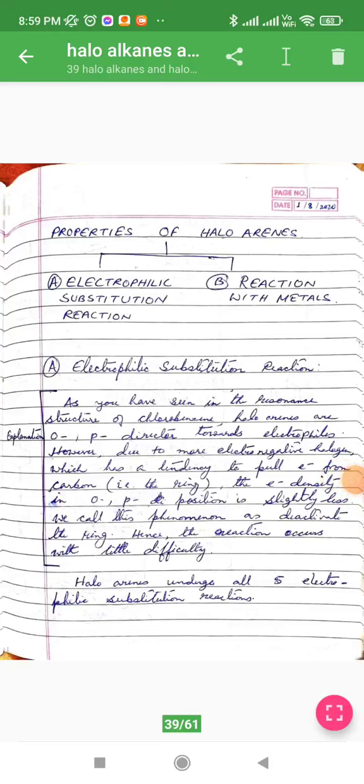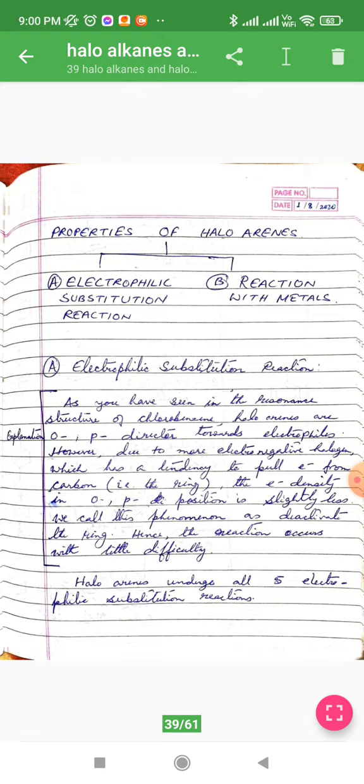Dear students, let us learn the properties of haloarenes. Unlike haloalkanes, haloarenes undergo only two types of reaction. One is electrophilic substitution reaction, which we have recently done while doing the properties of benzene. It is very similar to that. And the other is reaction with metals, which is very similar to that of haloalkanes.